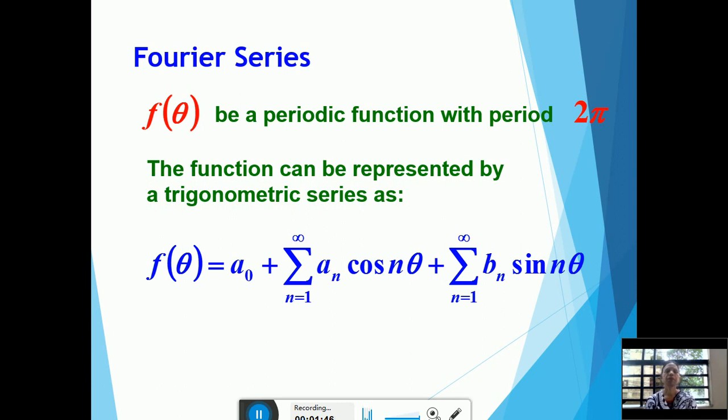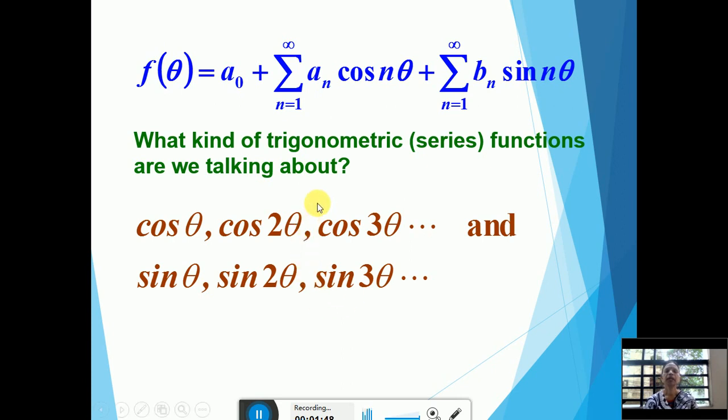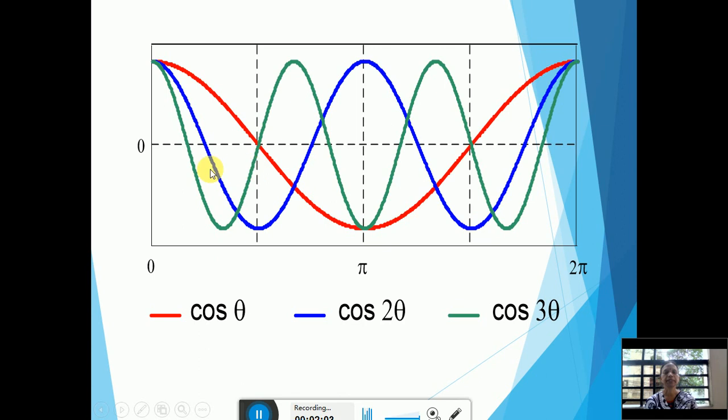So now, what kind of trigonometric functions are we talking about? Cos n theta means cos theta, cos 2 theta. N is equal to 1 means cos theta, n is 2 is cos 2 theta, n is 3 is cos 3 theta, and so on. Sin n theta is sin theta, sin 2 theta, sin 3 theta, and so on. So how do you represent this? The red line, as you can see, is cos theta. The blue one is cos 2 times theta, then cos 3 times theta. So the phase angle is theta, 2 theta, 3 theta: cos theta 1 time, 2 times, 3 times.